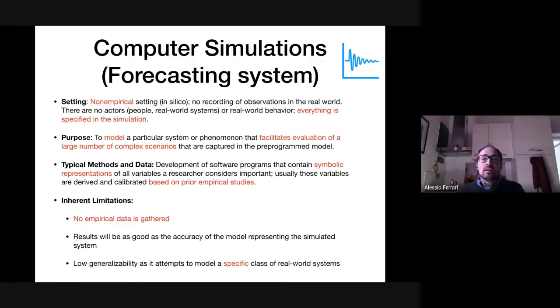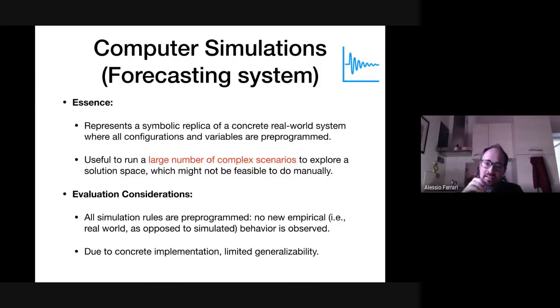Normally you do this based on previous empirical studies, and you normally collect quantitative data. But consider that no empirical data is gathered. You are gathering data that are estimates of the reality. The generalizability is lower than a formal theory, for example, because in my simulation I tend to represent a specific class of systems. So I want to understand what are the peculiarities of a certain company. So in essence, the key thing here is being able to simulate many scenarios, and the main issue is that the actual empirical behavior is not observed.